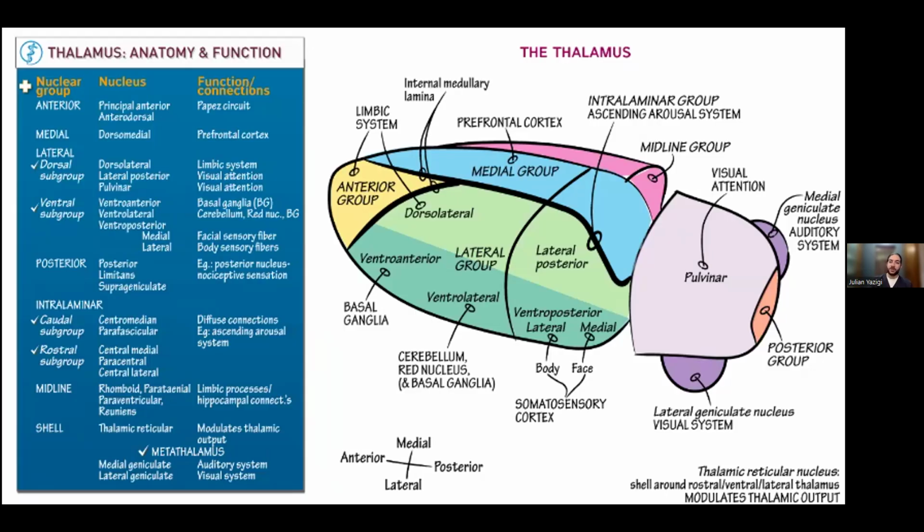The ventral posterolateral nucleus receives ascending input from the medial lemniscus and spinothalamic tract carrying contralateral body sensory information. It projects to the primary somatosensory cortex in the postcentral gyrus, and lesions produce contralateral loss of pain, temperature, vibration, and proprioception in the body, and can precipitate central pain syndromes.